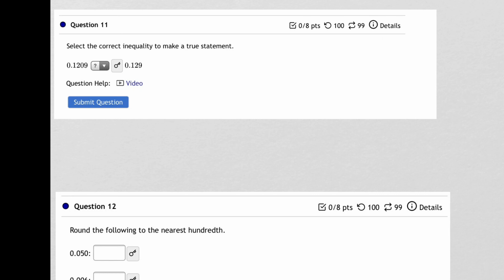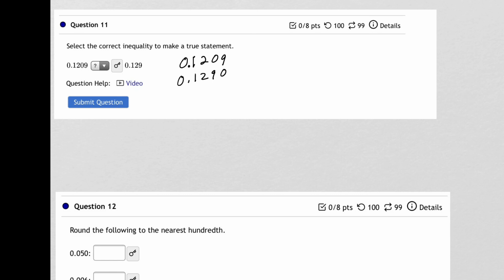Okay, in this question, question 11, it says select the correct inequality to make a true statement, and your options are going to be less than or greater than, okay? So we want to compare basically those two decimal values, right? So let me write them on top of one another. So I have 0.1209. I'll line up the other one, 0.129, and then to match them, so they both have 4 decimal places, I'll put a 0 there.